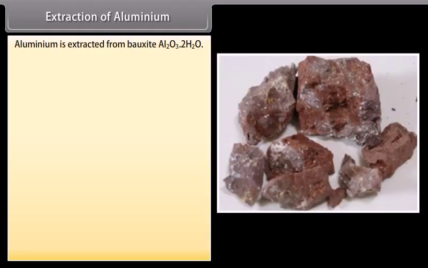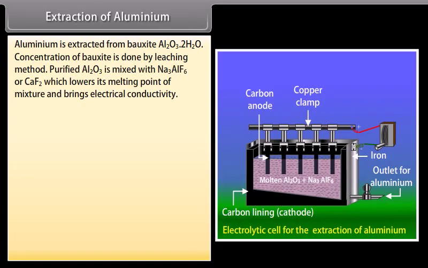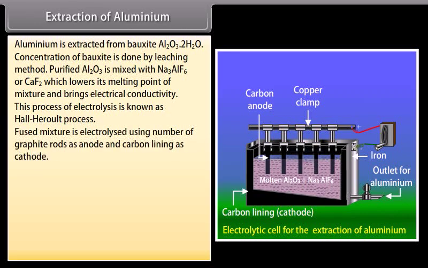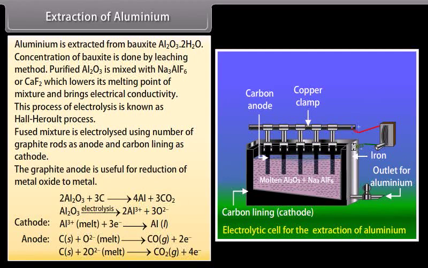Extraction of aluminium. Aluminium is extracted from bauxite, Al2O3·2H2O. Concentration of bauxite is done by leaching method. Purified Al2O3 is mixed with Na3AlF6 or CaF2, which lowers the melting point of the mixture and brings electrical conductivity. This process of electrolysis is known as Hall-Héroult process. Fused mixture is electrolyzed using a number of graphite rods as anode and carbon lining as cathode. The graphite anode is useful for reduction of metal oxide to metal.